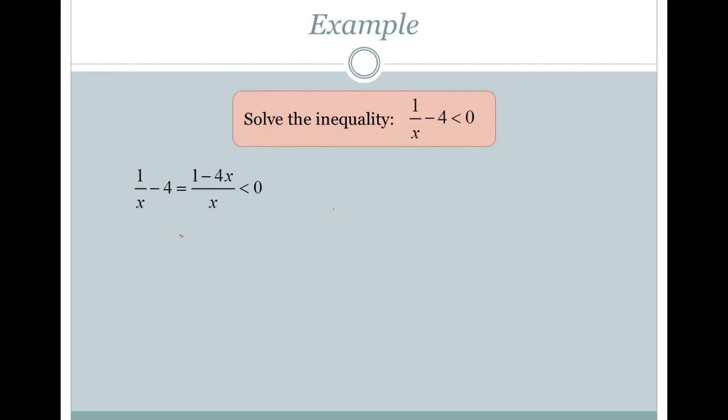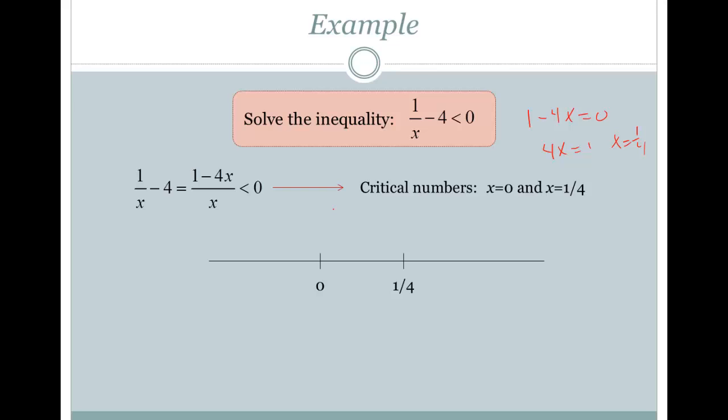These are equivalent. Next step is to find the critical numbers, and that's when the numerator is equal to 0. So I'm going to have 1 - 4x = 0, or 4x = 1, and so x is equal to 1/4. And then when the denominator is 0, obviously x = 0. So we have two critical values here, x = 0 and x = 1/4. That's going to allow me to set up my test intervals.